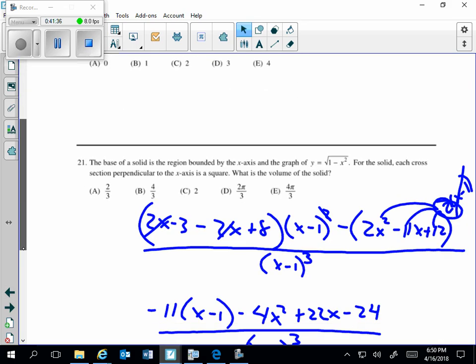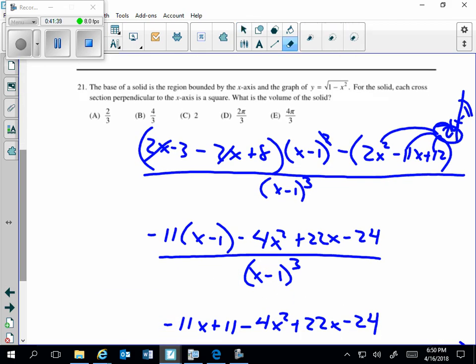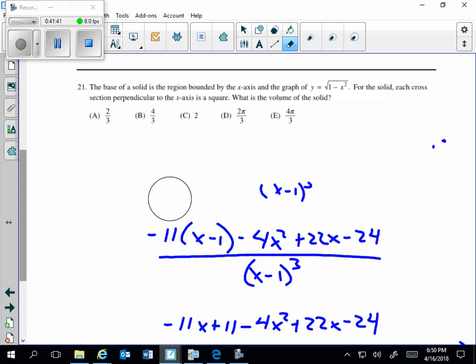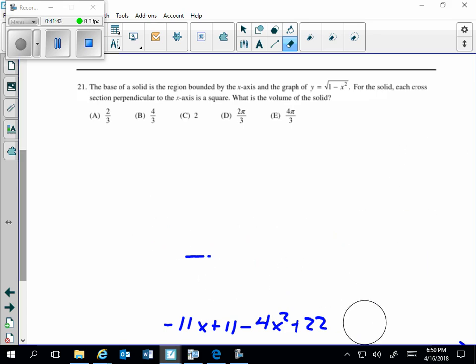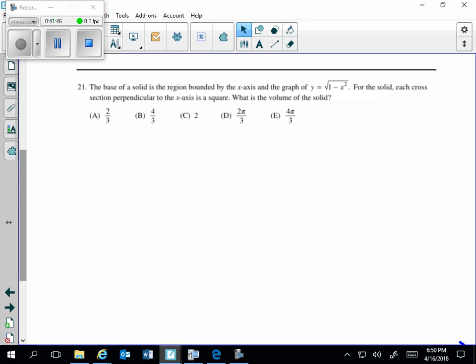All right, 21. Get rid of my mess down here. That was a messy problem. I might think of another way of doing that one. That was just off the top of my head here.